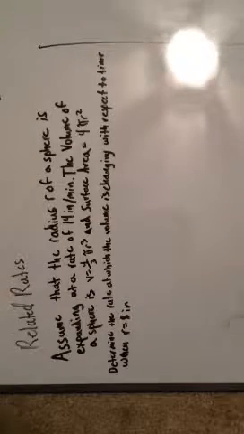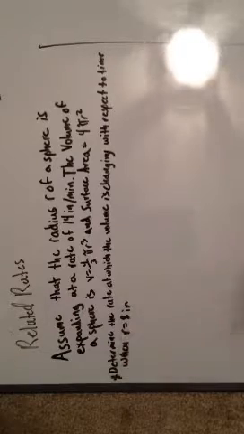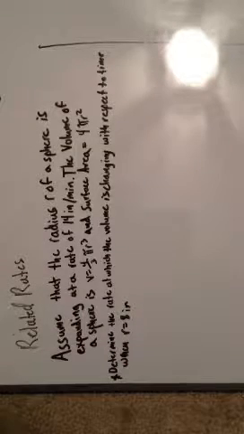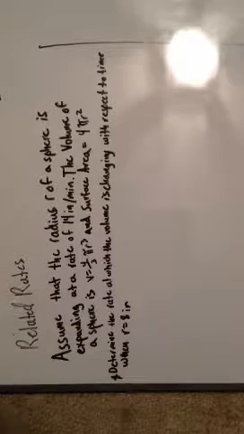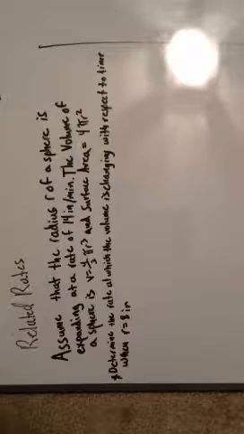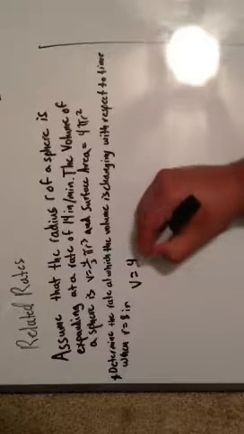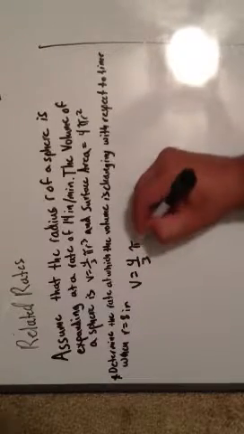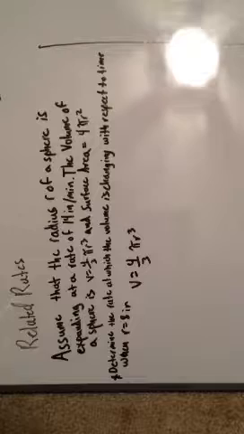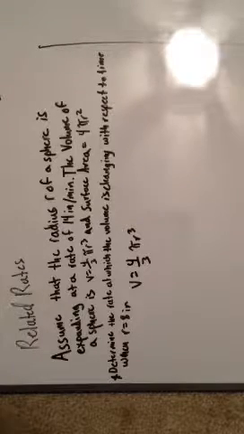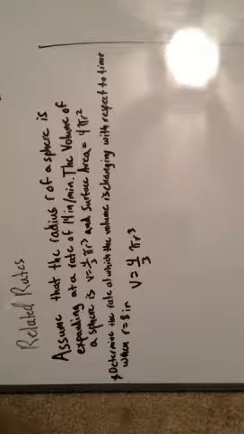In this example, it says, determine the rate at which the volume is changing with respect to time when r is equal to 8. So we're trying to find the volume. So we know volume is equal to 4 over 3 pi r cubed. We're trying to find the rate at which the volume is changing.